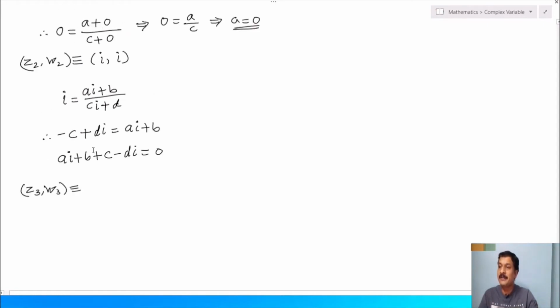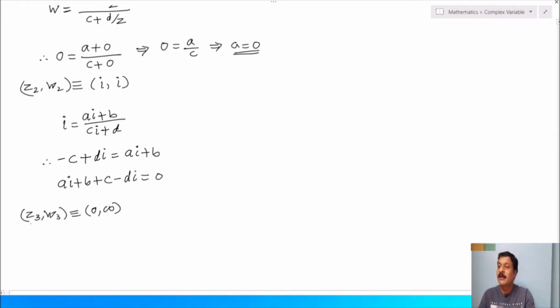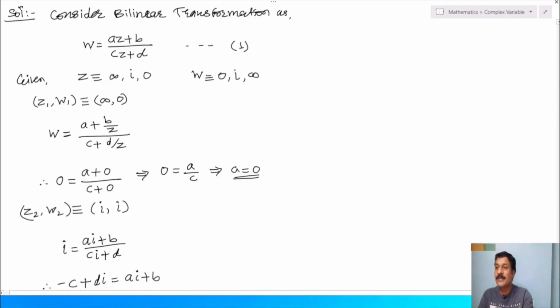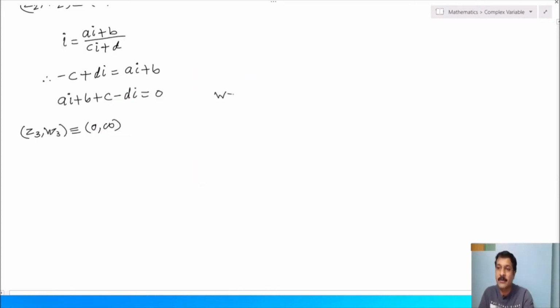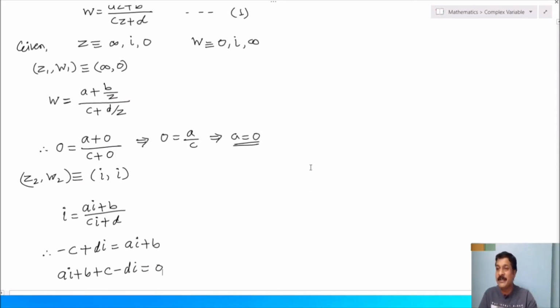And what is that pair? 0, infinity. So when Z equal to 0, that time W is infinity. So if W is infinity, it means that the denominator value is 0, as W equal to (AZ plus B) upon (CZ plus D). This I want to use here. So when W equal to infinity, Z is 0, we get (A times 0 plus B) upon (C times 0 plus D). So infinity equal to B by D, so what does this imply? D equal to 0.